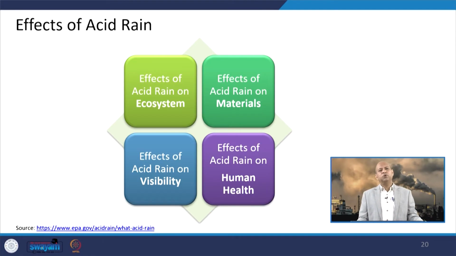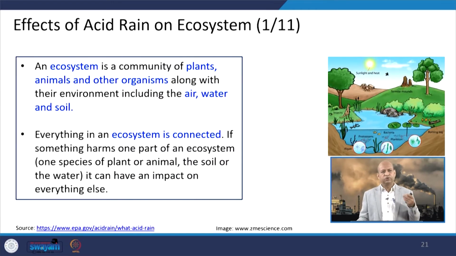Now, if we talk about the effects of acid rain, then basically the effect can be on the ecosystem, on the materials when it comes into contact with them, on visibility also, and on human health or animal health. Okay. So, we will see one by one.